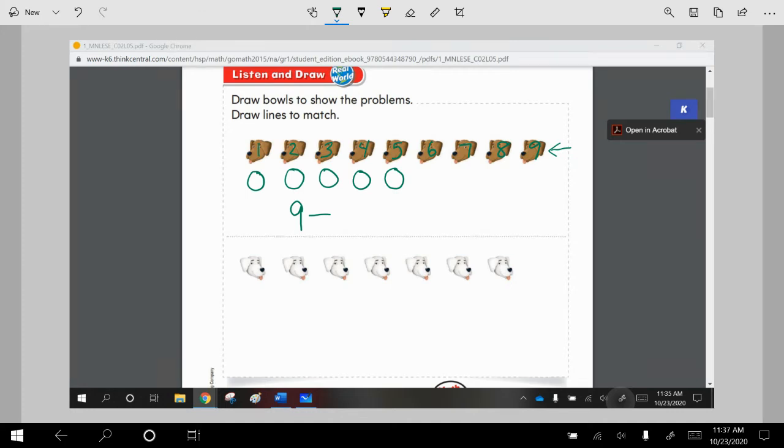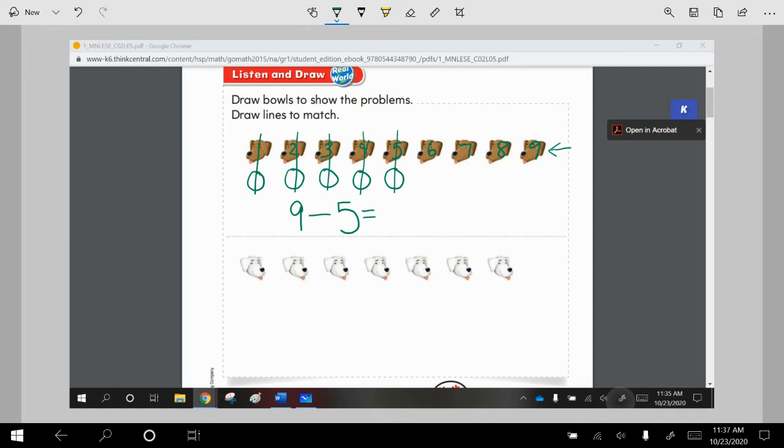Then we compare the bowls to dogs. And remember, every time we draw a line to match, we are taking away 1. 1, 2, 3, 4, 5. So we are taking away 5 from the 9 dogs.